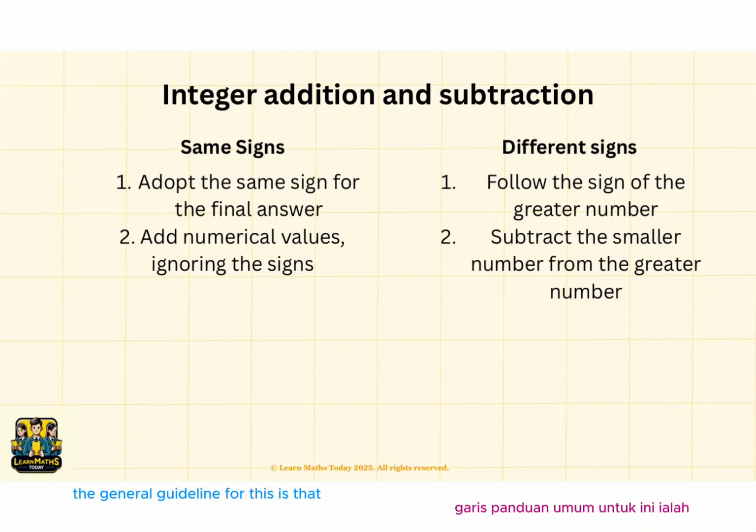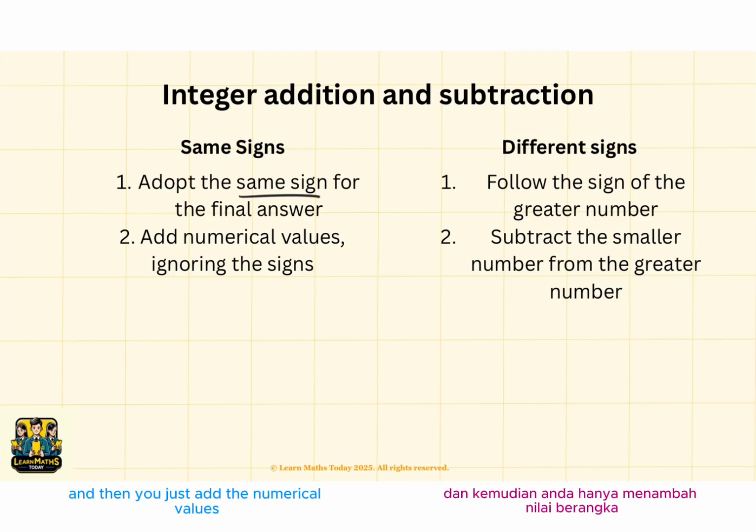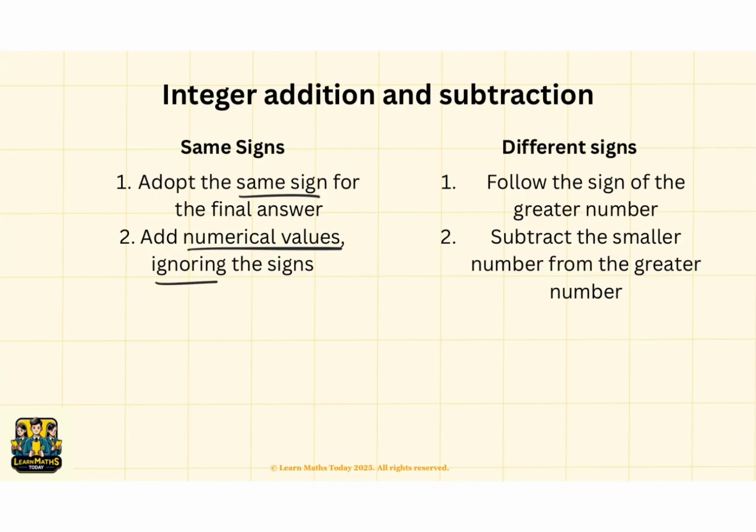The general guideline for this is that if it's the same sign, you adopt the same sign for the final answer, and then you just add the numerical values, and then you ignore the signs. If it's different signs, you follow the sign of the greater number. Then you subtract the smaller number from the greater number.